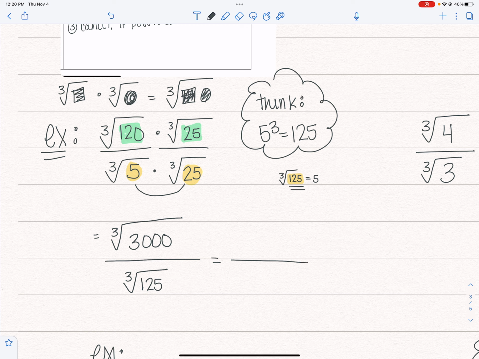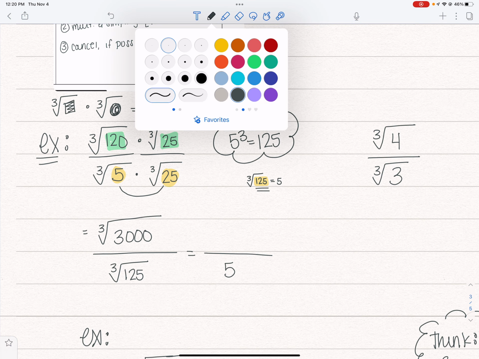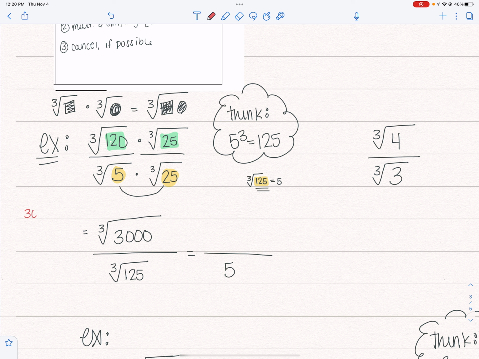Now on the bottom, I can simplify. The cubed root of 125 is 5. That's something that you could type into your calculator. Now I need to do the cubed root of 3,000. If I were to cube root it in my calculator, I get some big giant decimal, which tells me I need to do the factor tree. So I'm going to work off to the side and do a factor tree of 3,000.